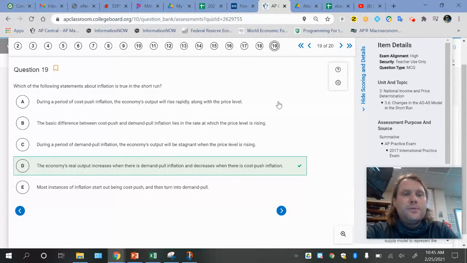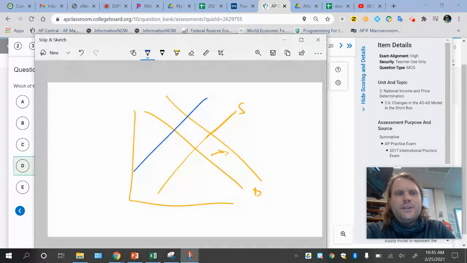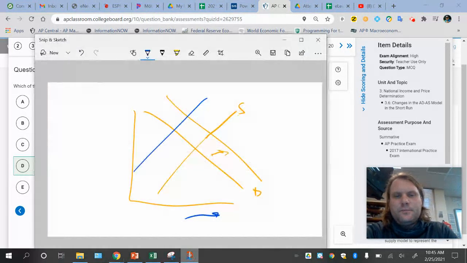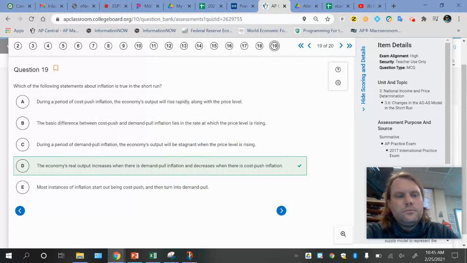During a period of cost push, the economy's output will rise rapidly. Well, we know that's not true. We just did cost push inflation and drew it on here. Output did not move this way. So we know it's not A. Option B, the basic difference in cost push and demand pull lies in the rate at which the price level is rising. We don't know the rate at which it rises. We don't have the slope of the lines, so we can cancel that. Demand pull inflation, the economy's output will be stagnant. We just drew demand pull inflation. Our output was not stagnant. Real output increases when there is demand pull inflation and decreases when there is cost push inflation.